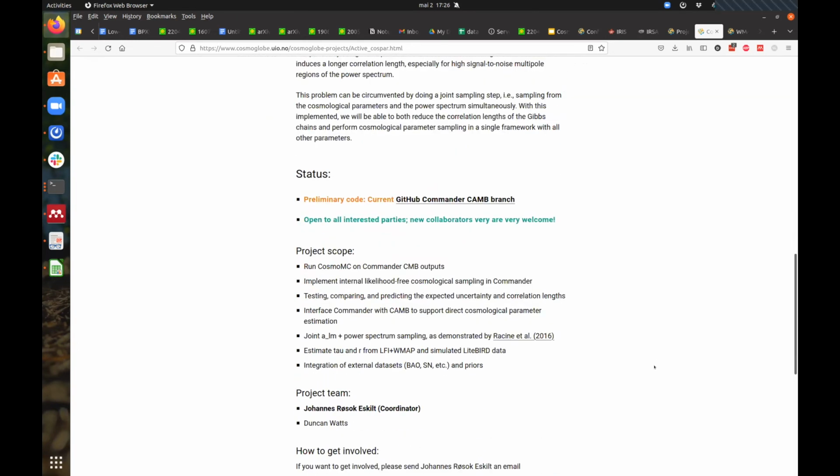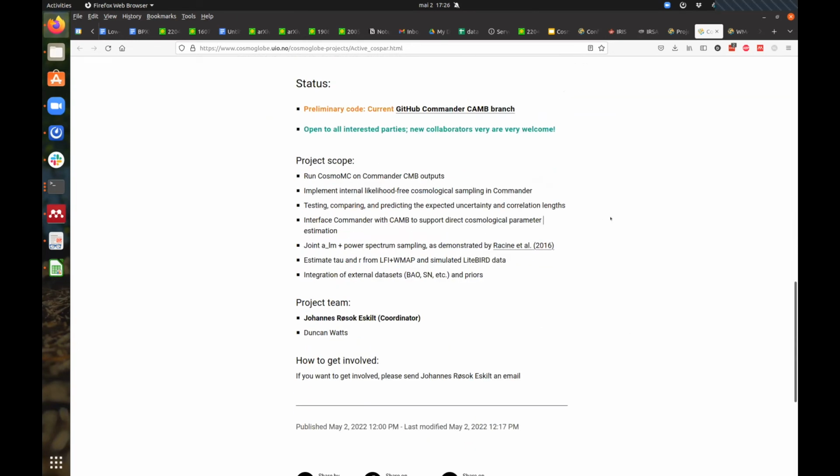So there's a lot of tests here. For example, we want to compare with the CosmoMC outputs. We want to implement these internal likelihood-free cosmological sampling and estimate tau and r from both the LFI plus WMAP data, simulate LFI data, etc. So Johannes is a resident theorist, so he's very good, but if people are interested and have detailed technical knowledge about this stuff, that's definitely a place where you would be welcome to join us. So send either me or Johannes an email about that. We'll happily get you involved.